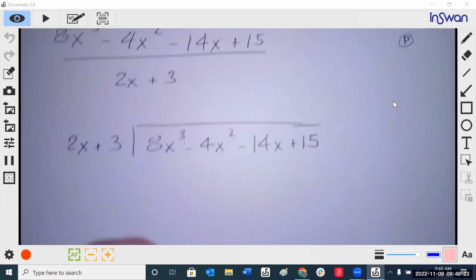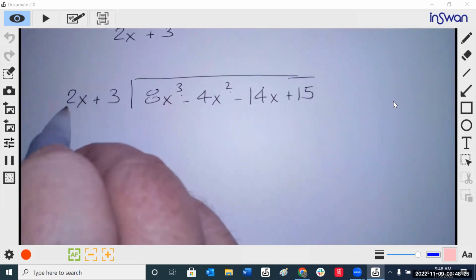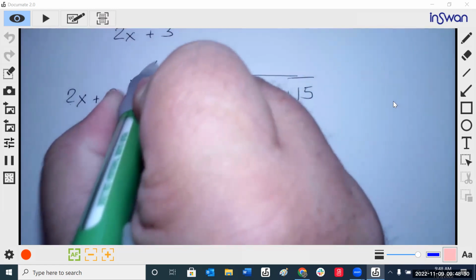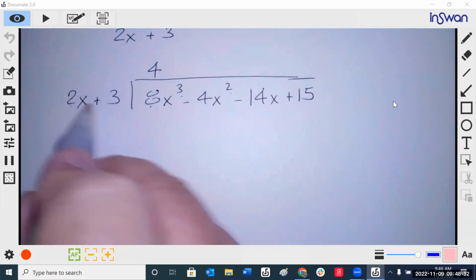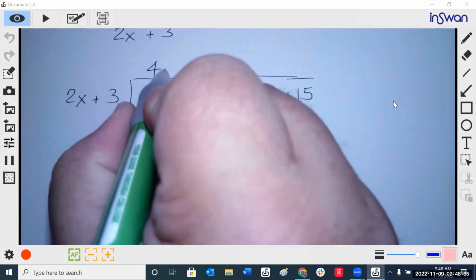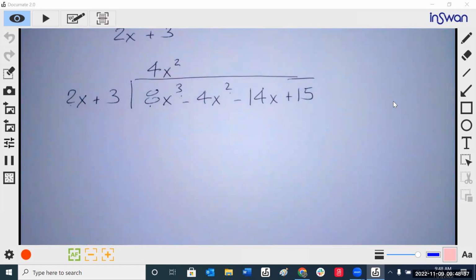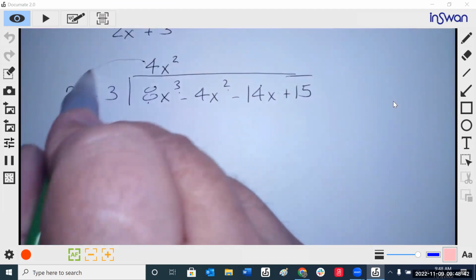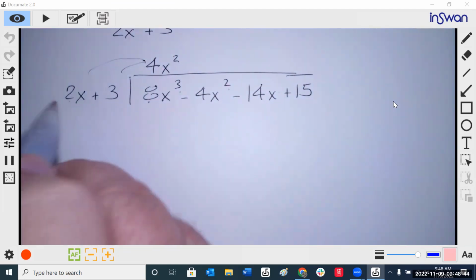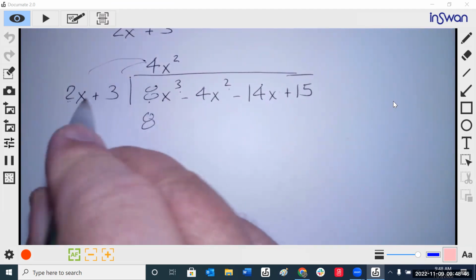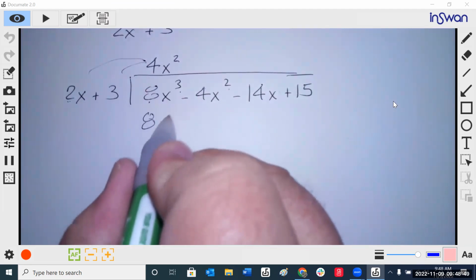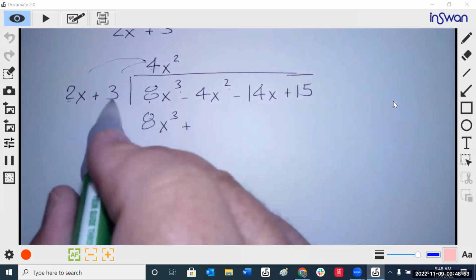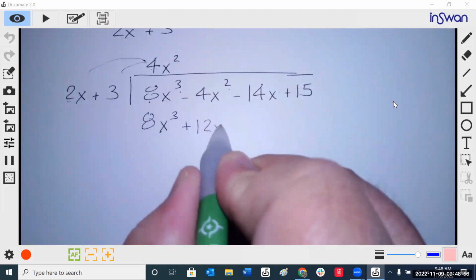Look at the leading terms only. What times 2 gives me 8? 4. How many x's are missing? So now I take this 4x squared and multiply it to both of those. 2 times 4 is 8. X times x squared is x cubed. Positive and positive is a positive. 4 times 3 is 12. X squared.